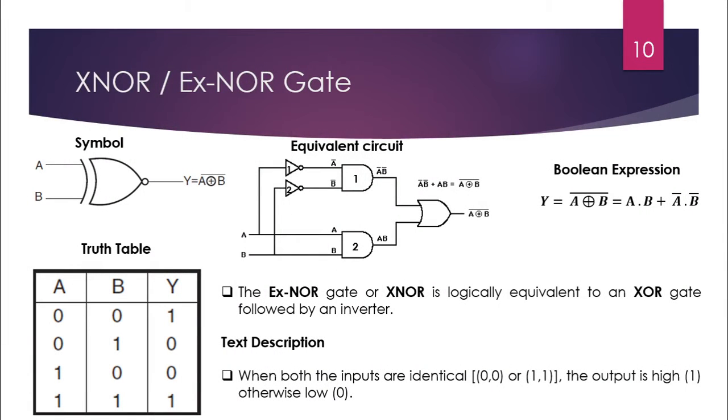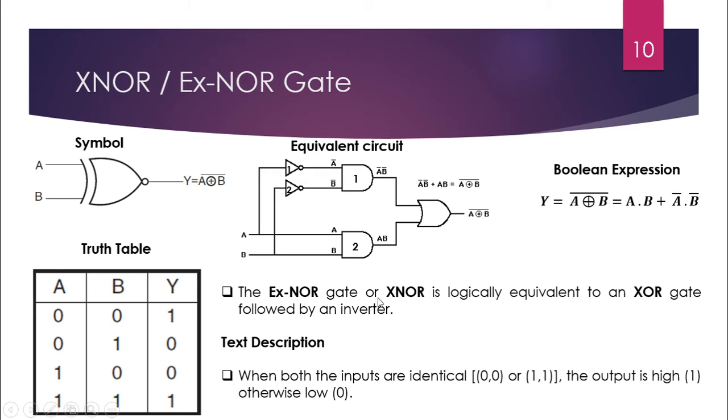The next is XNOR gate or exclusive NOR gate. The symbol for two input XNOR gate is given over here. Here are the two inputs and here is one output, that is Y equals to A mod B complement. The equivalent circuit for XNOR gate can be built up using two AND gates, two NOT gates and one OR gate. The Boolean expression for XNOR gate is Y equals to A mod B complement, that is equals to A dot B plus A complement dot B complement.